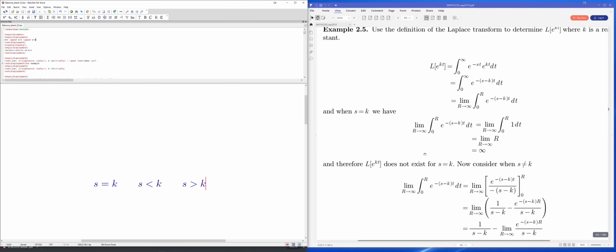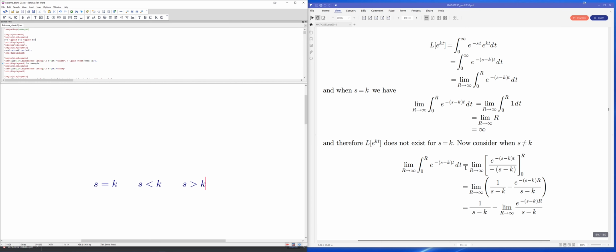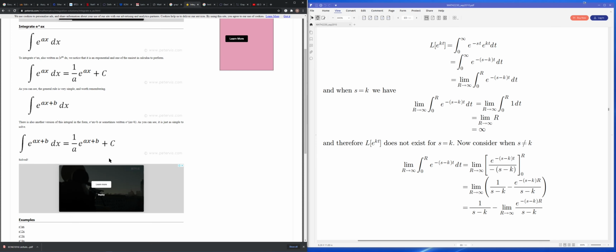So we ruled out the case s equal to k. Now we're going to consider when s is not equal to k. We're looking at the same improper integral, but now we're working with the fact that s is not equal to k. In order to work out this integral, you need to work out the definite integral on the inside and take the limit as r goes to infinity.